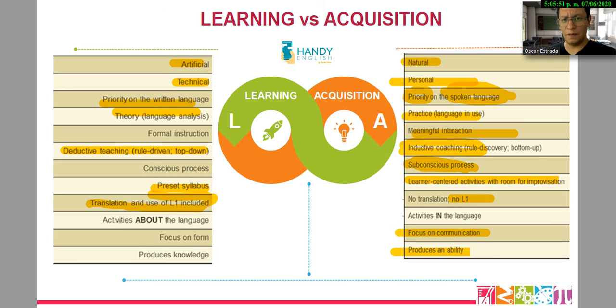And it finally produces knowledge more than an ability. So you know about the language, and many people can learn a language and do not speak it or do not use it, but they know about it, right? So it produces knowledge, not an ability. So this is basically the difference between language acquisition and language learning.